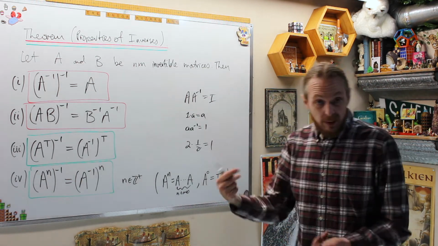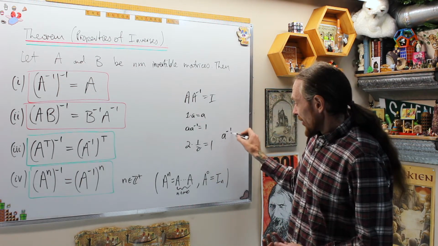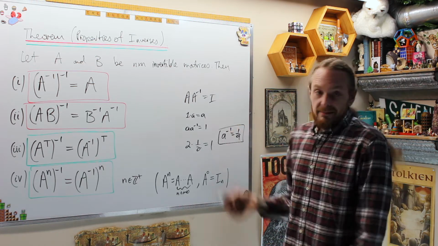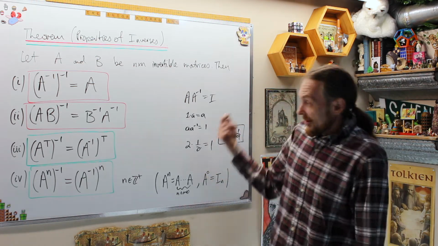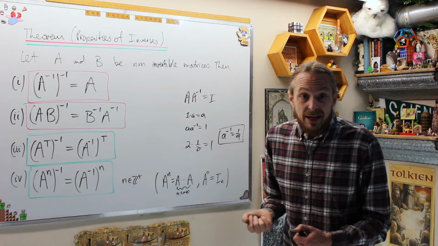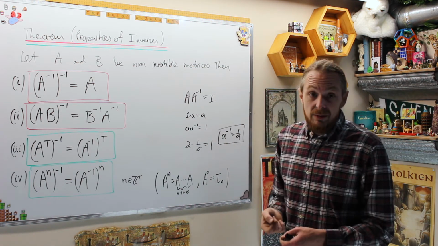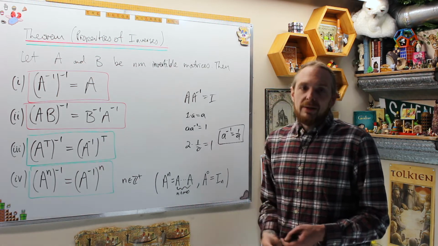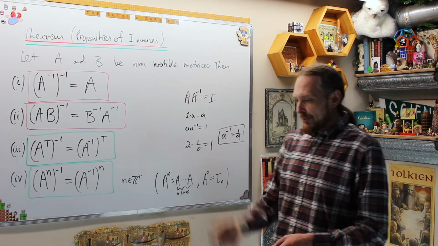There's only one reciprocal of a number, and we write this as 1 over A. That's the only one that'll do it. So that just means that it's true for matrices also. If you have the inverse of a matrix, we're going to get conditions for when that's true. But if you have one, there can only be one. It's like the Highlander. There can be only one.